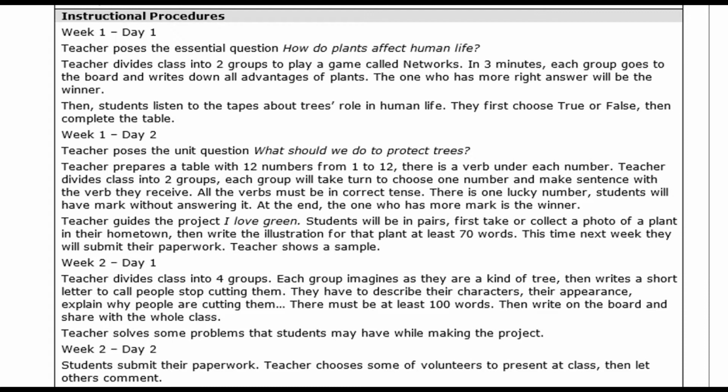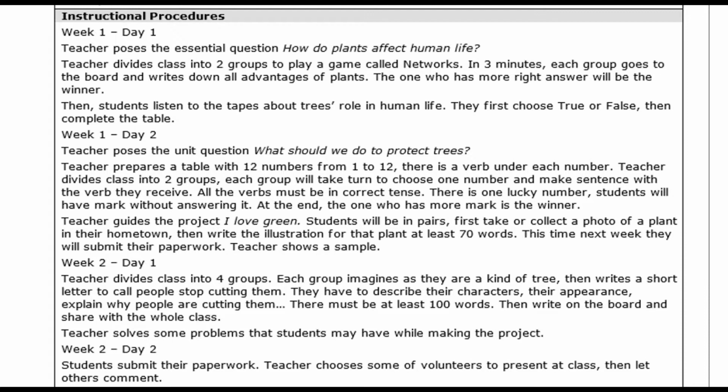Also, on the second day, the teacher guides the project I Love Green. Students will be in pairs. First, take or collect a photo of a plant in their hometown, then write the illustration for that plant at least 70 words. This time next week, they will submit their paperwork, and the teacher shows a sample.